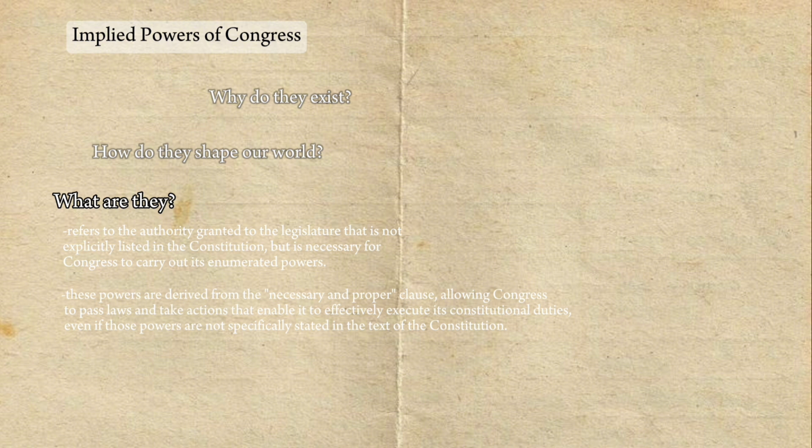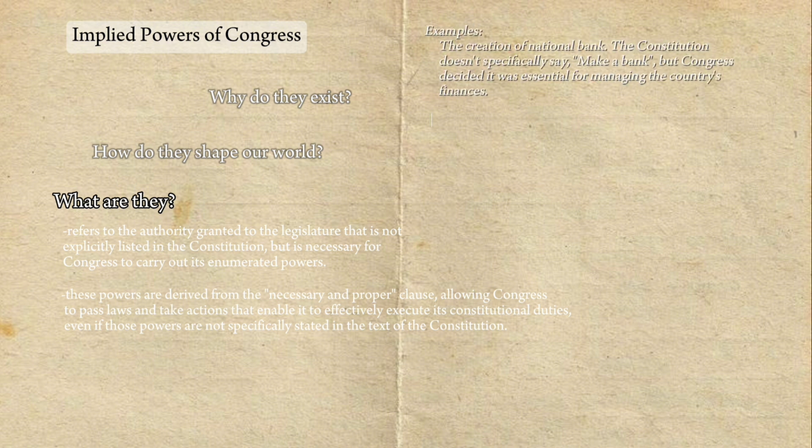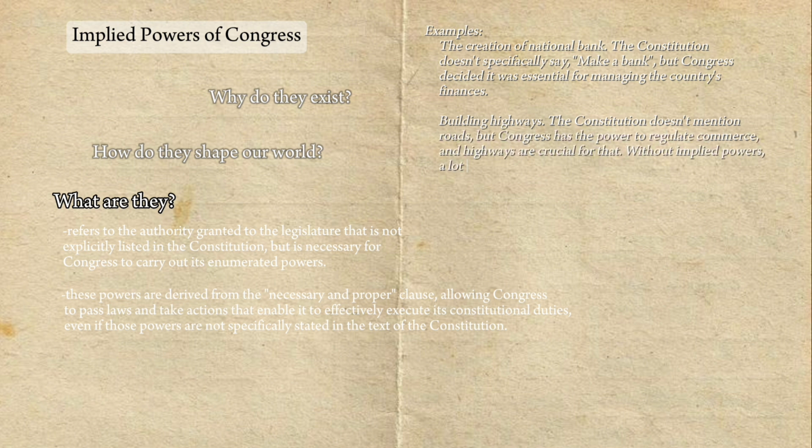They're derived from the necessary and proper clause, which gives Congress the flexibility to create laws essential to carrying out its enumerated powers. One classic example is the creation of the National Bank. The Constitution doesn't specifically say make a bank, but Congress decided it was essential for managing the country's finances.